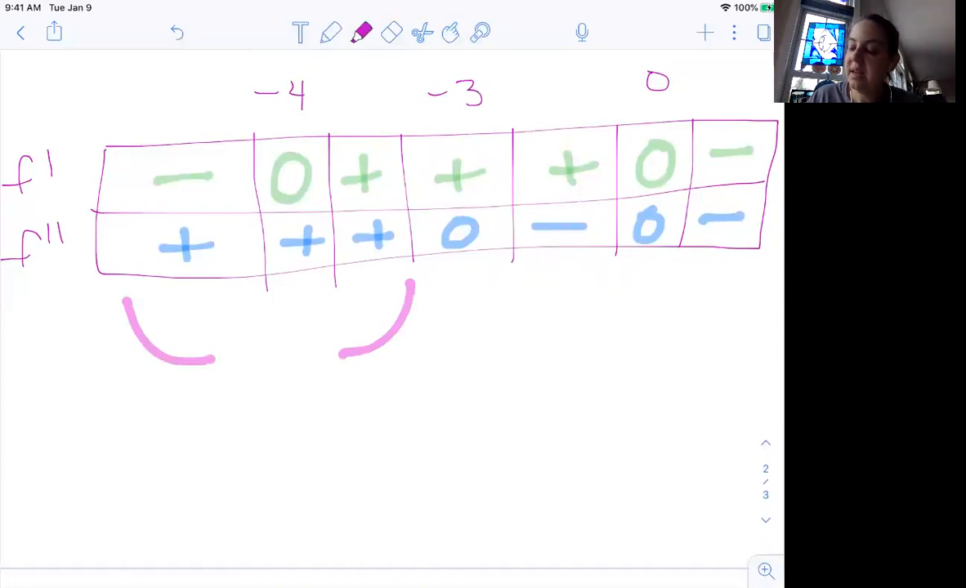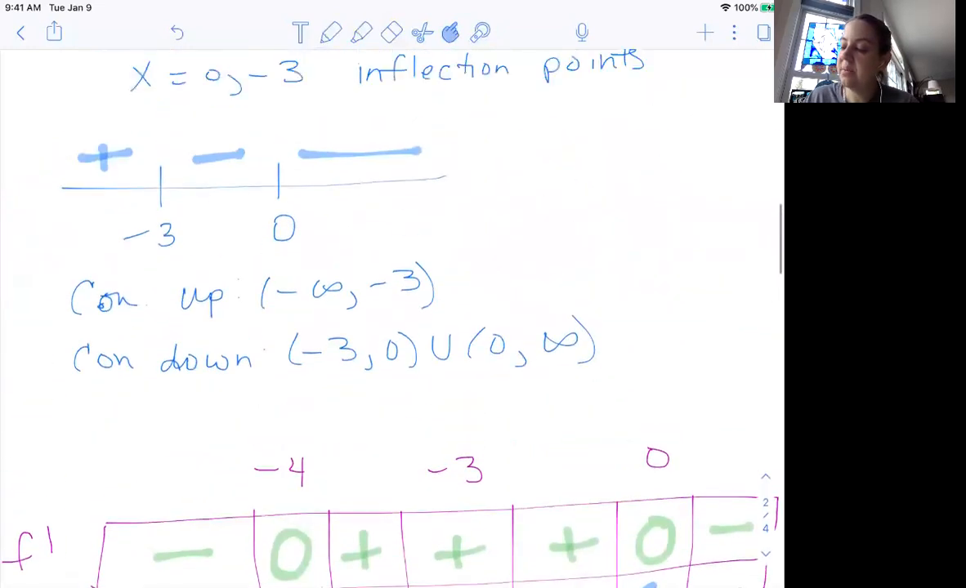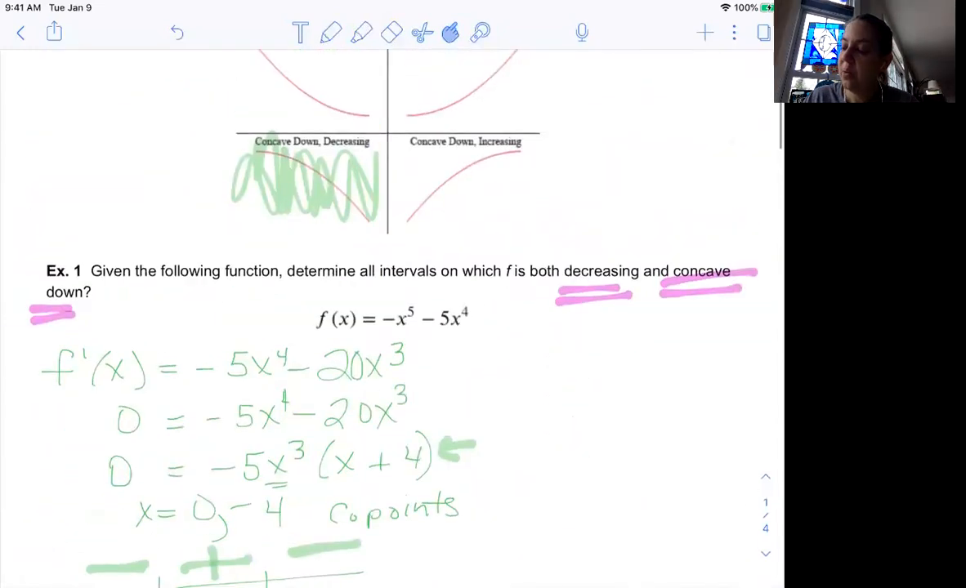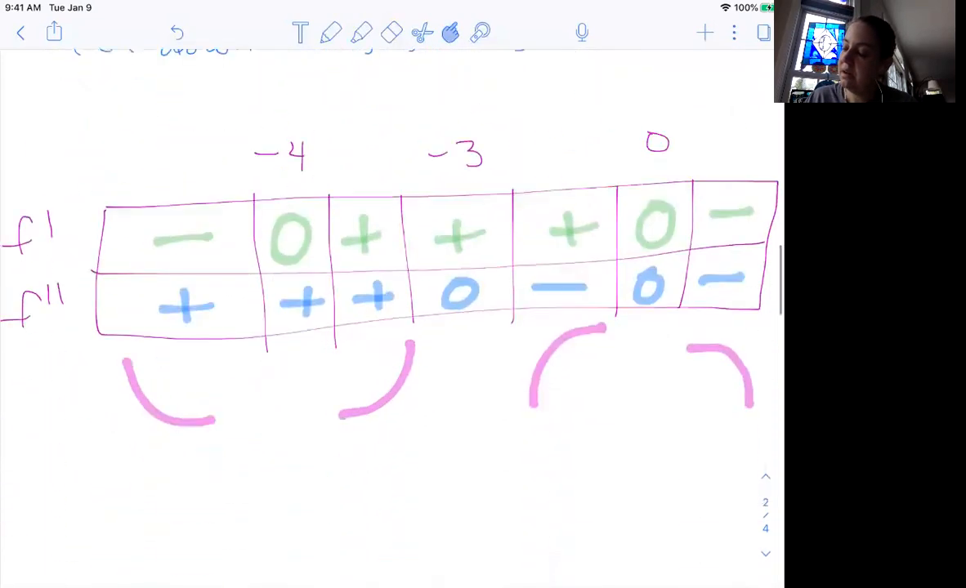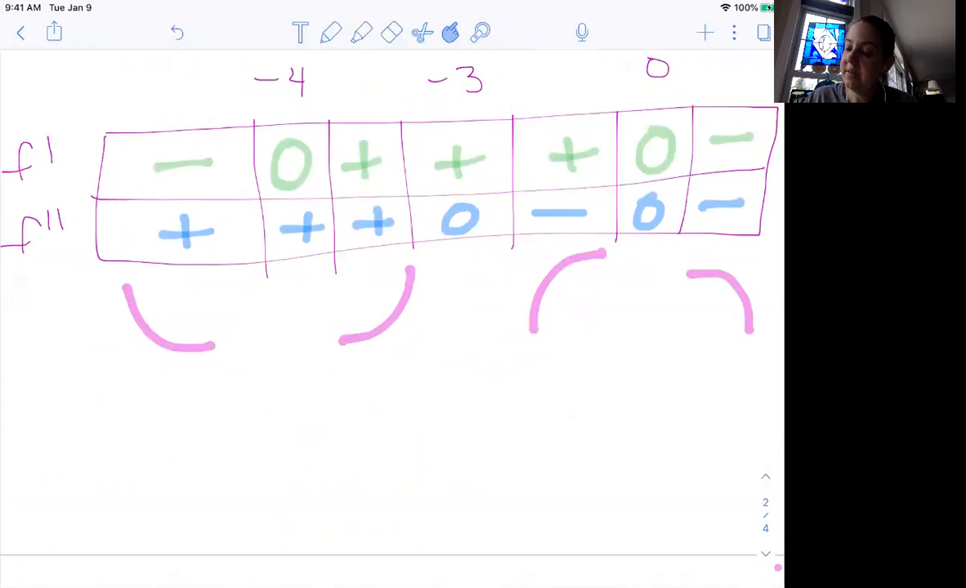The next region is increasing concave down. So increasing concave down looks like this. And the last region is decreasing concave down and looks like this. So again, back to that original question. Where are we decreasing concave down? Decreasing is negative first derivative and negative second derivative. Decreasing concave down. So I'm looking for double negatives here. That's not it. The second region is not it. The third region is not it, but the fourth region is decreasing concave down.